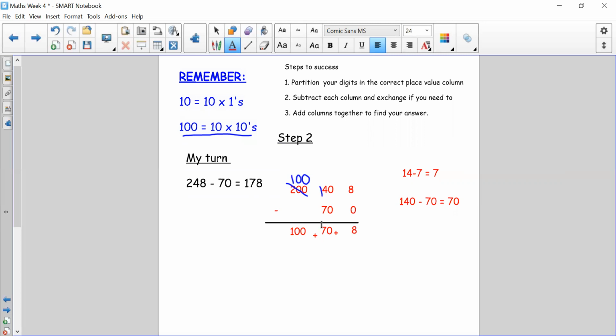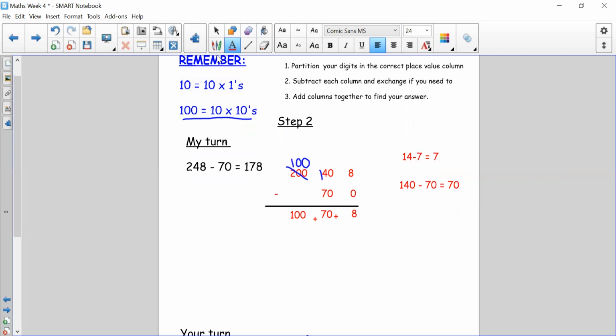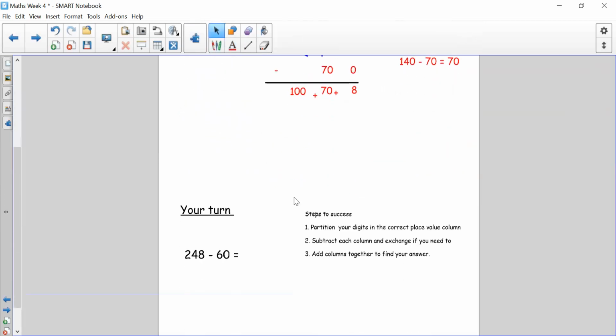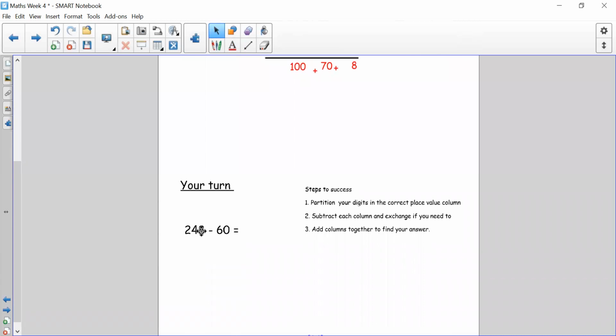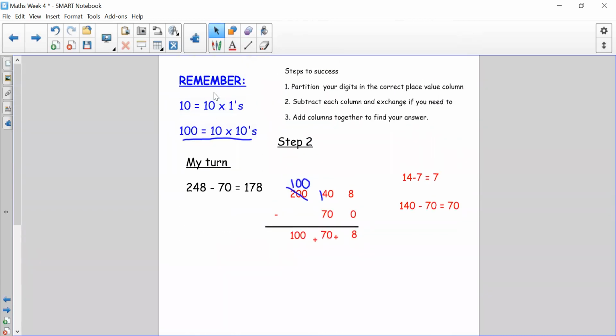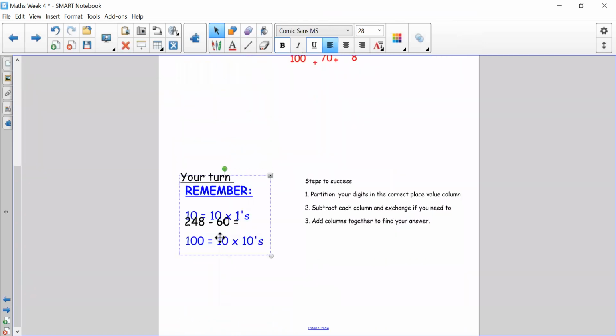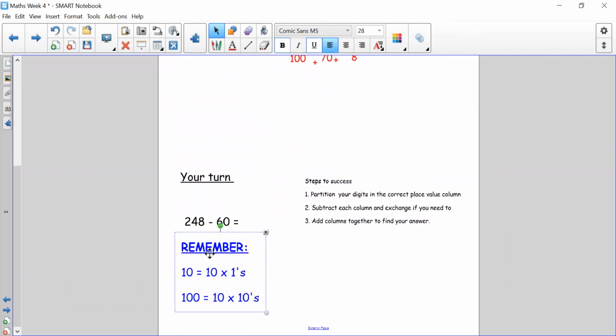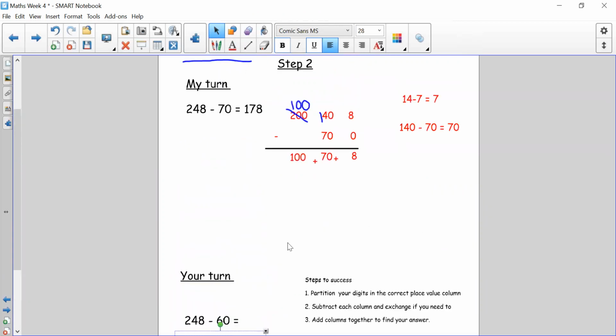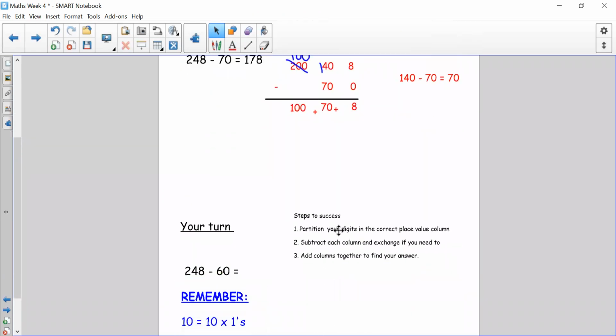Okay, so you need to have a go now with this number sentence here. 248 take away 60. Remember that if you are exchanging tens, you need to make sure you exchange 10 of them. If you're exchanging ones, you need to make sure you exchange for 10 ones. There are your steps there. Make sure you do them systematically. Do step 1, step 2, and step 3. Pause the video, have a go, and come back when you have finished.